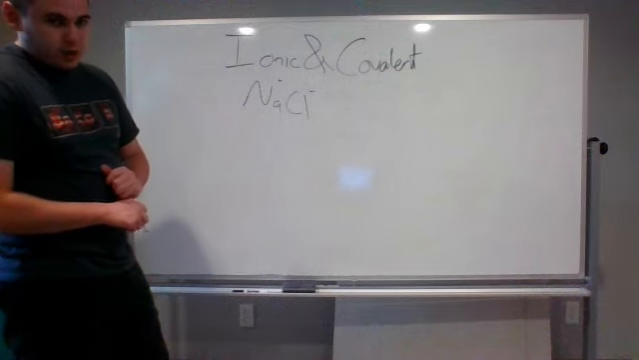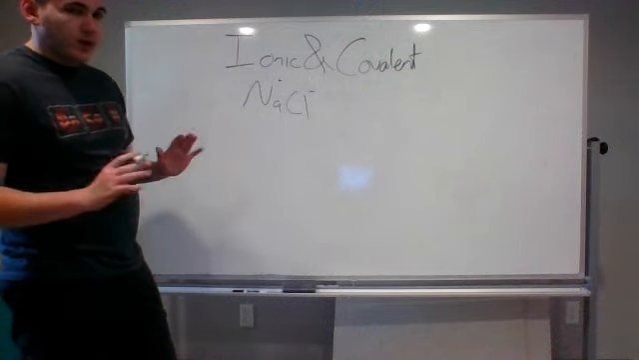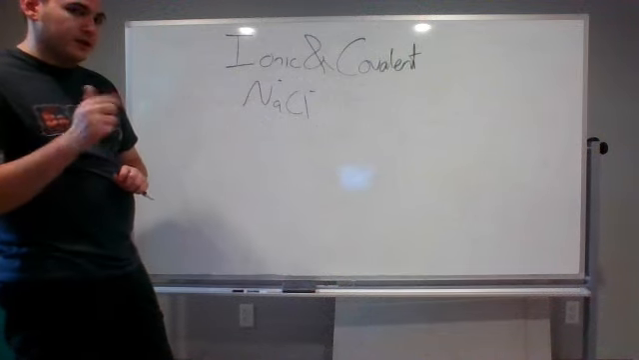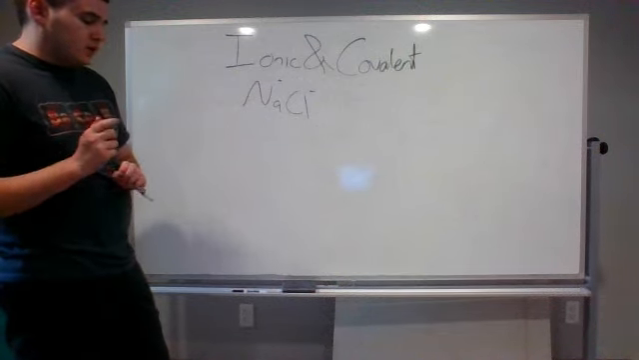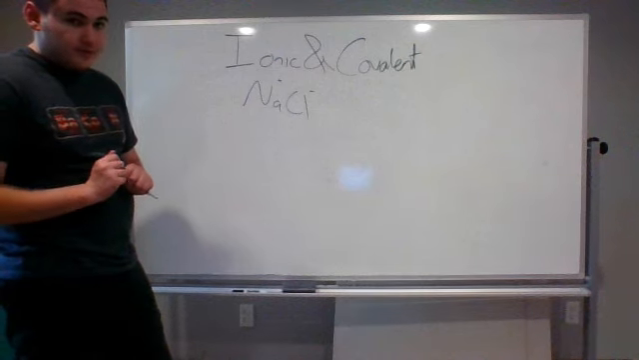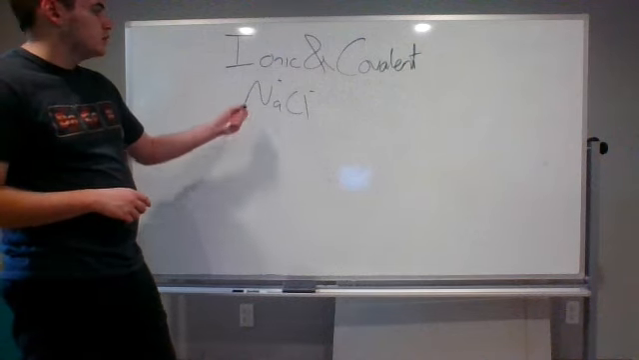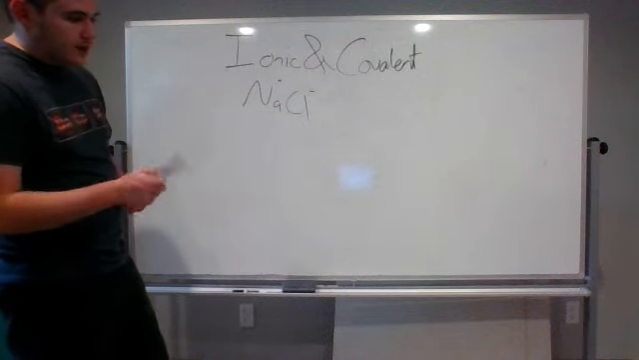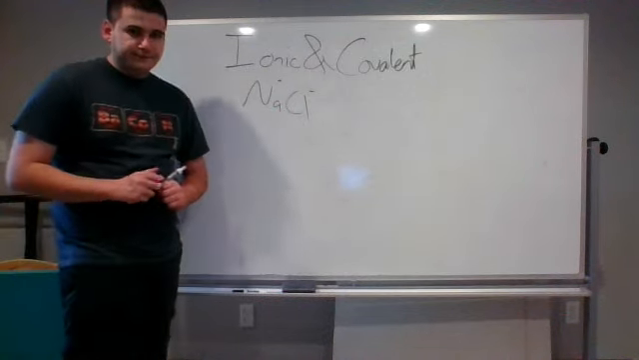Every element wants a complete outer shell. That's the ultimate, right? Valence electrons are the electrons that lay in the outermost shell. Chemistry is just valence electrons. That's all it really is. And ionic bonds are the transfer of these valence electrons. Every element wants a full outer shell.